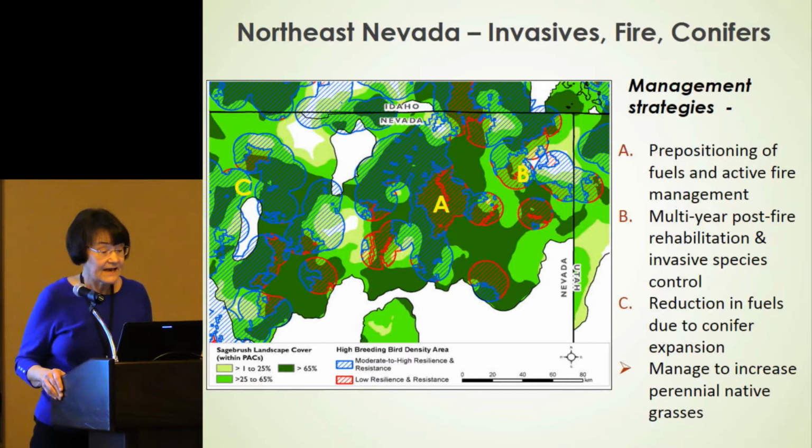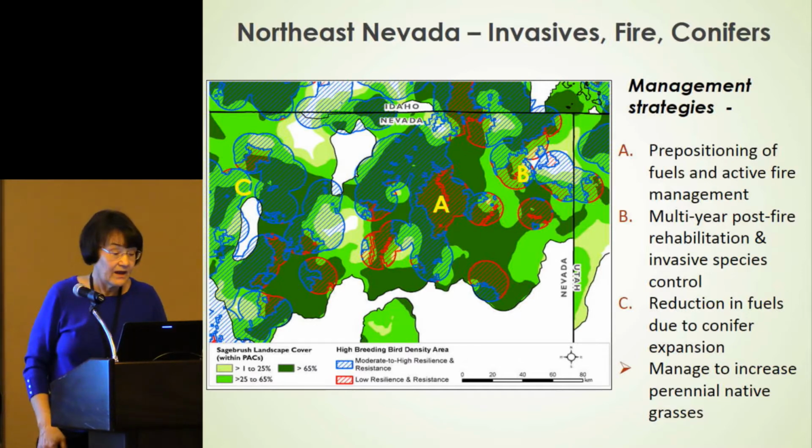If we look next at B, we see that this is an area that is primarily characterized by moderate sagebrush landscape cover, and it is characterized by high breeding bird densities, but a mixture of moderate to high resilience and low resilience and resistance. In this particular area, we would want to consider multi-year post-fire rehabilitation and proactive invasive species control.